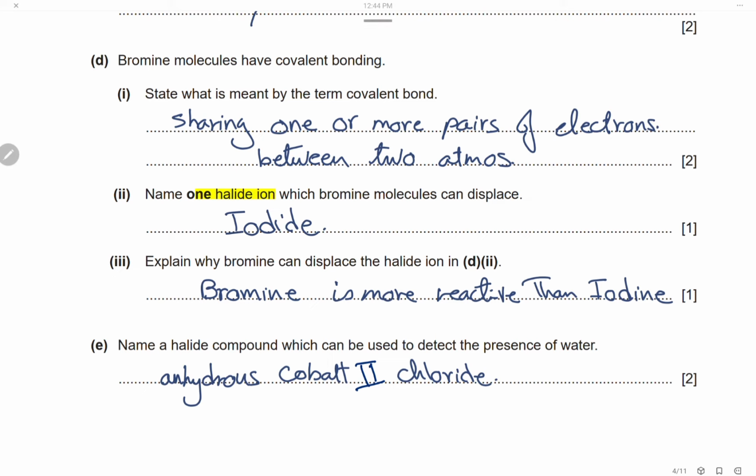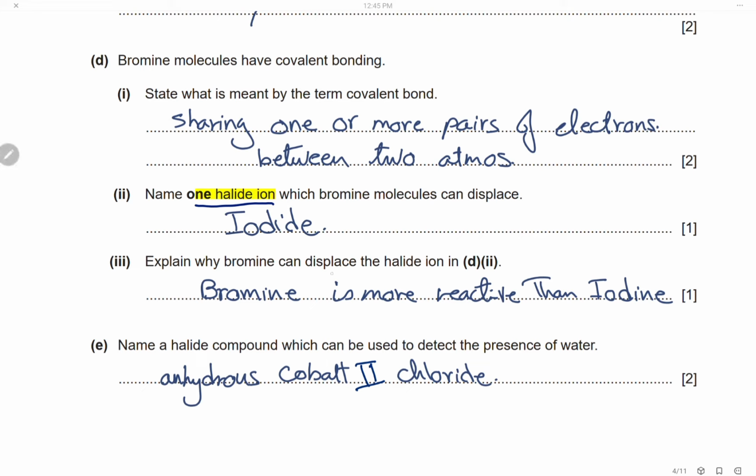Halide ions. Name one halide ion which a bromine molecule can displace. Take care, he's asking about the ion, so we have to write the name of the ion. One halide ion which bromine can displace, that means an element less reactive than bromine, so the halide ion that can be displaced is the iodide ion.